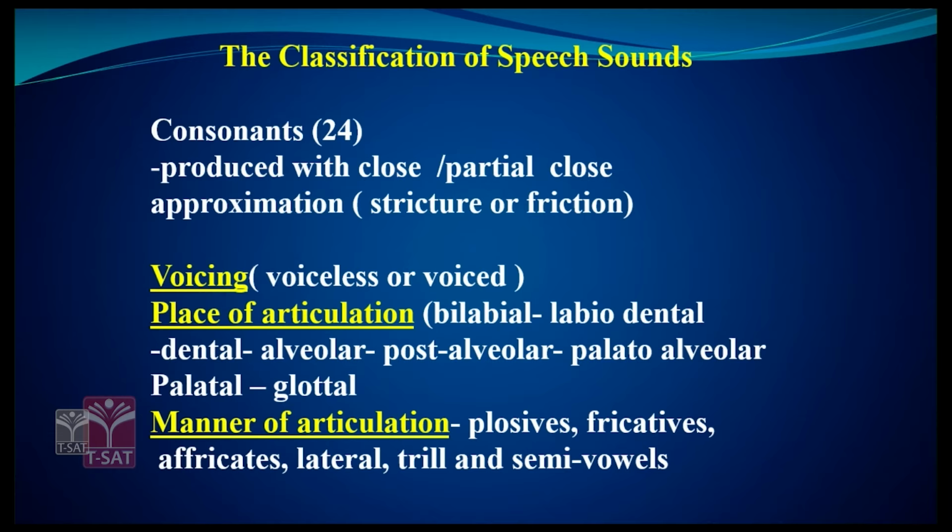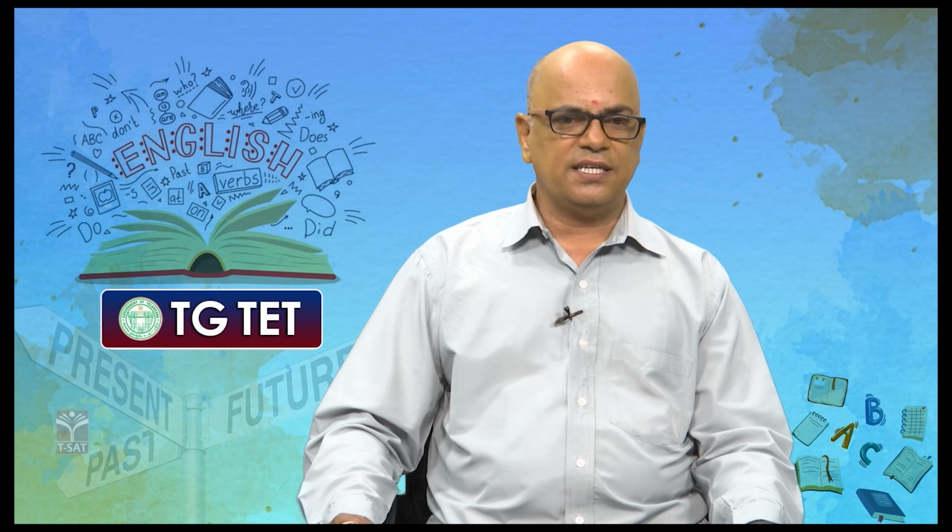Bilabial refers to the two lips, and labiodental to the lower lip and upper teeth. Dental is the tip of the tongue and the upper teeth, alveolar the teeth ridge, and post-alveolar a little back. The hard palate, palato-alveolar and palatal go backward towards the soft part of the roof of the mouth, and then glottal. And manner of articulation refers to the airstream and how it is released.